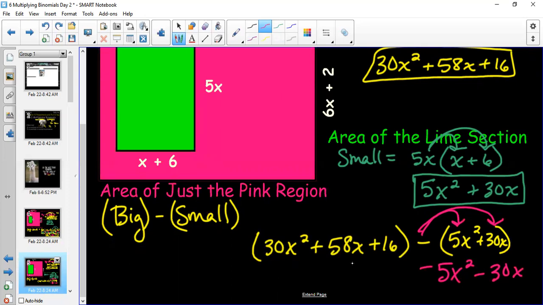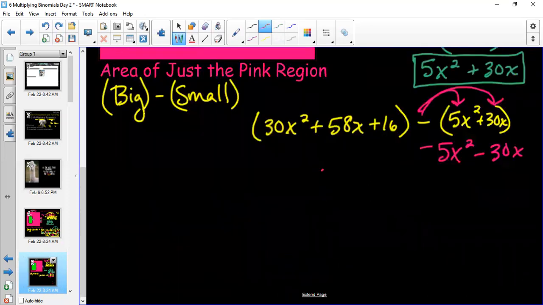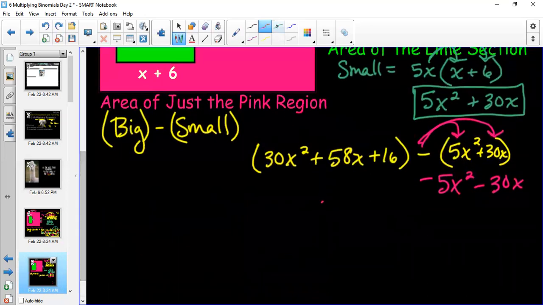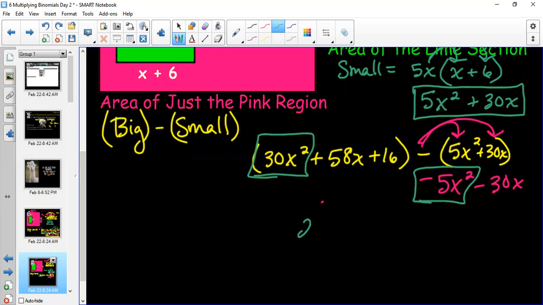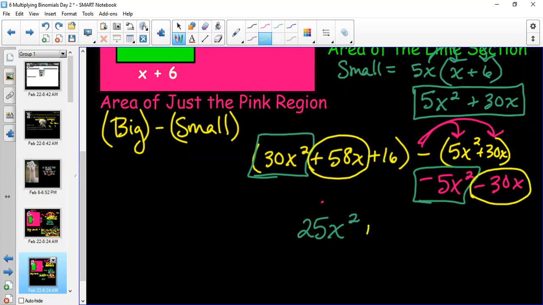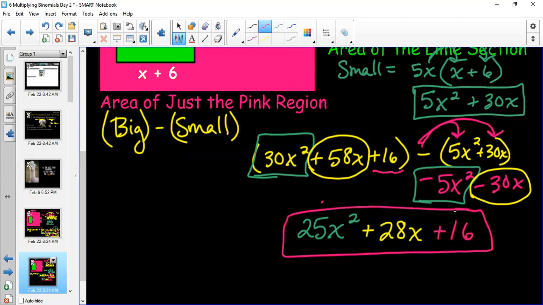All right, last thing here is we're going to combine our like terms. Okay, so I'm going to combine my x squareds. 30x squared minus 5x squared gives us 25x squared. We have a 58x and a negative 30x. That would give us a 28x when we combine it. And last, I have a positive 16 with nothing to combine with. That would have been our final answer.